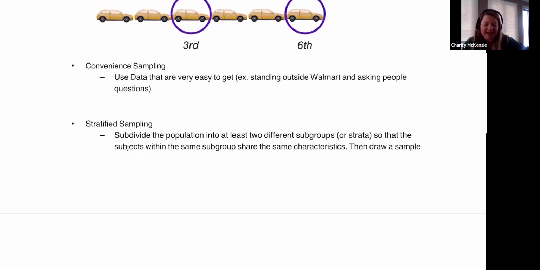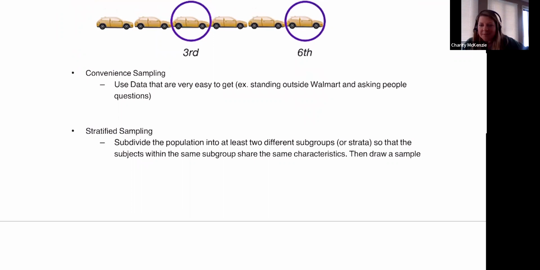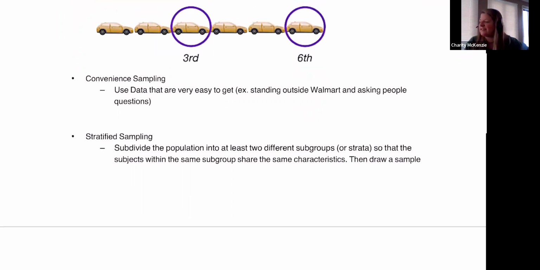Okay, convenience sampling, by far what you'll probably have to do for our projects and things. Use data that are very easy to get, right? I'm going to stand outside of Walmart and ask people questions. This is a convenience study. Not everyone in the town has equal chance. Not everyone goes to Walmart, right?